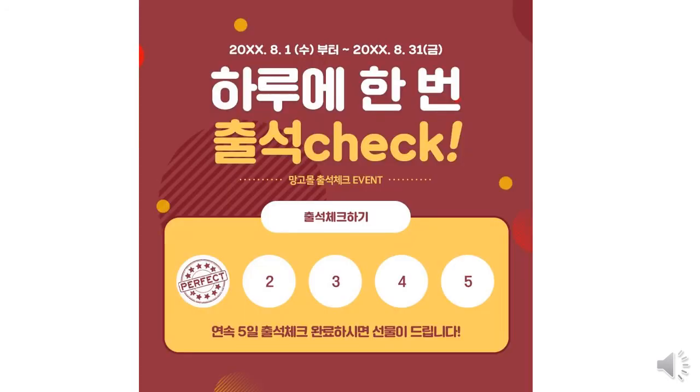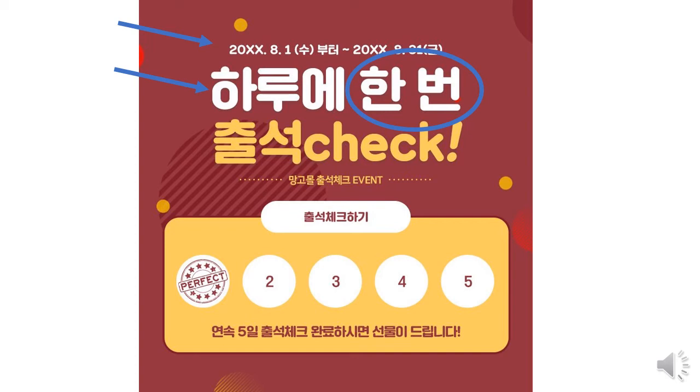Now let's look at this. This is some sort of advertisement or a promotion. Let's look at one by one. This date, we learned Sino numbers. Now, 하루 means a day. 하루에 한 번 means once a day. 한 번 is counting. 하루에 한 번 means once a day.